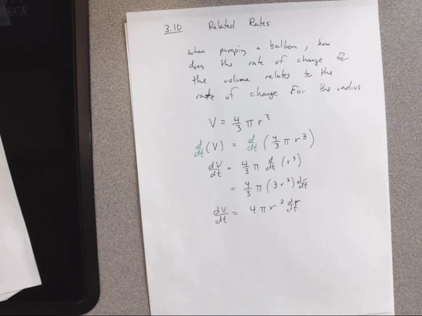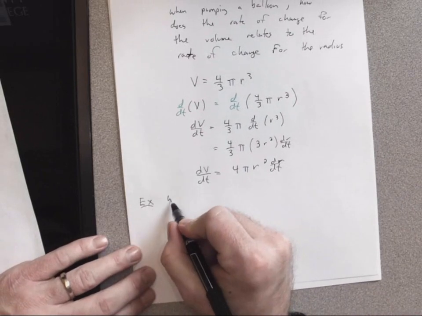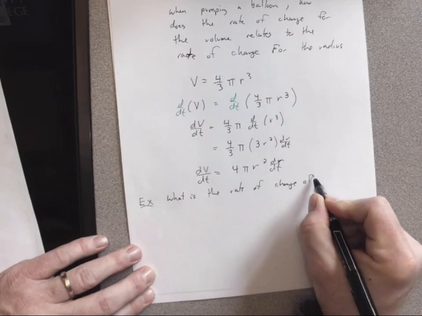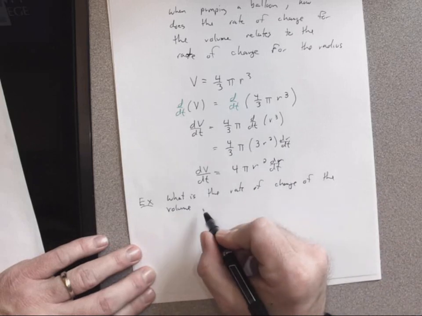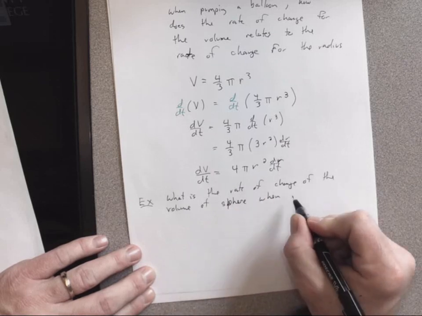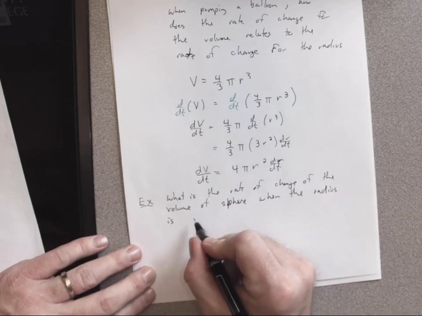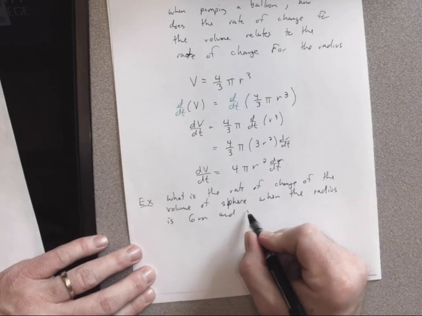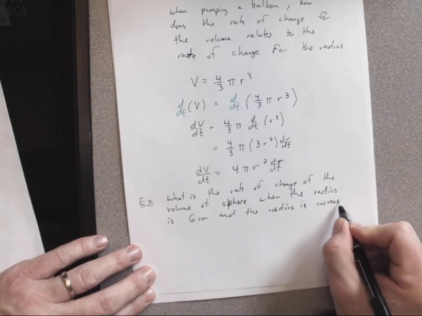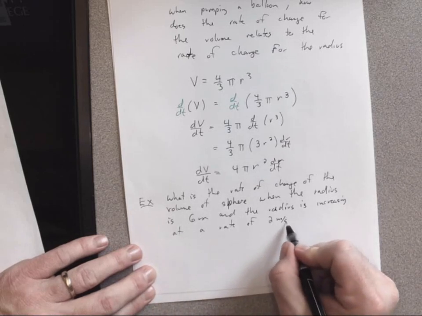Okay, so maybe a question that we would ask, an example of this, would be: what is the rate of change of the volume of a sphere when the radius is 6 meters and the radius is increasing at a rate of 2 meters per second?